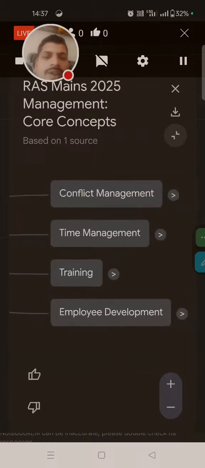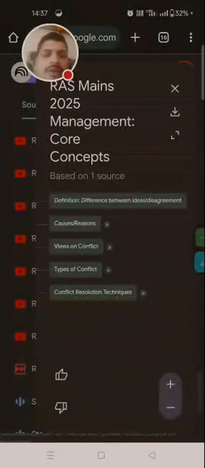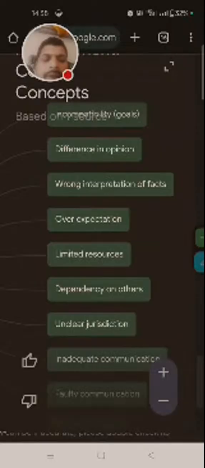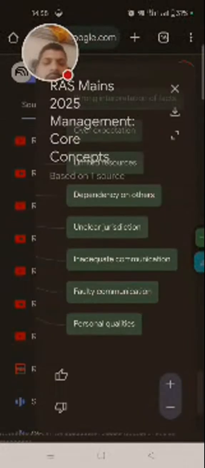And conflict management. So, the management of the difference between ideas and disagreement. Cause and the reason: the reasons are incompatibility of goals, difference in opinion, wrong interpretation of fact, over expectation, limited resource, dependency on others, unclear jurisdiction, inadequate communication, faulty communication, and personal qualities.